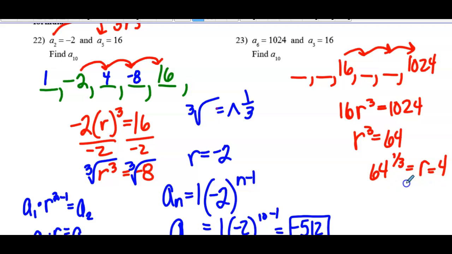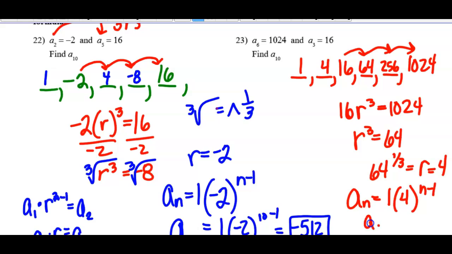So if r is 4, I can work backwards. I could go forward here, times 4 times 4. I think that's right. Divide by 4. Divide by 4. Wow, I got 1 again. So the formula is the first term times r to the n minus 1. So the 10th term is 4 to the 10 minus 1, or 9, is 262,144.